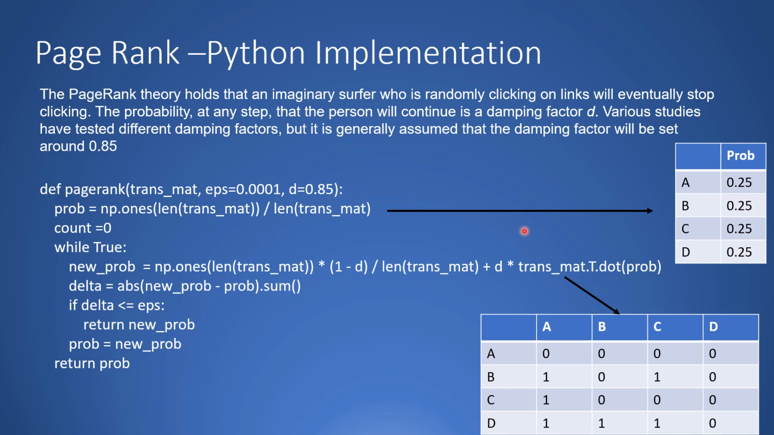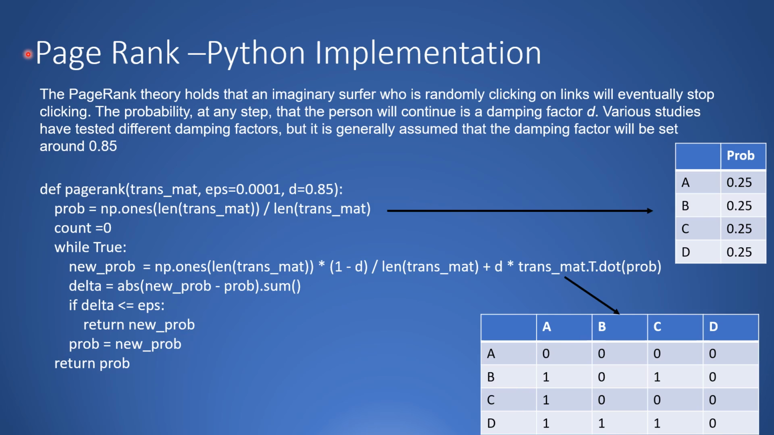Okay, so this is what is done over here. This gives you the new probability. Now you look at the delta value, which is the new probability minus the old probability. If this value is less than the stopping criterion, we return this new probability. So after some iterations, this new probability will be stable, and it represents the final probability, or the PageRank, of each of these pages.